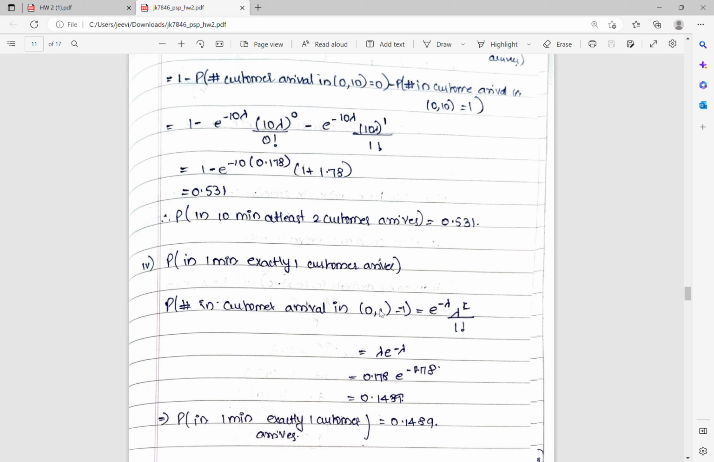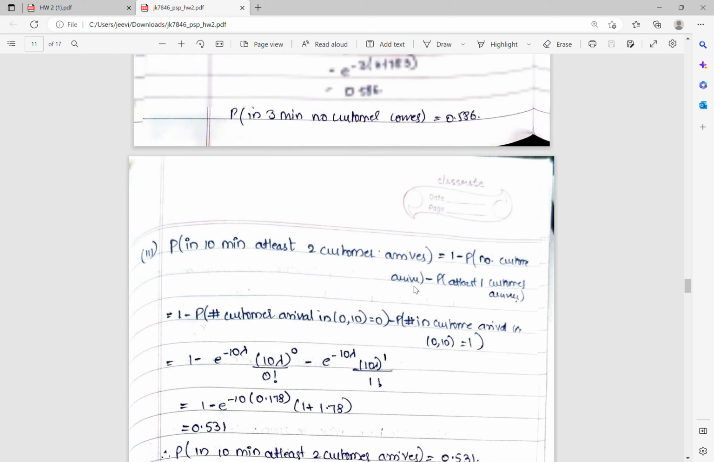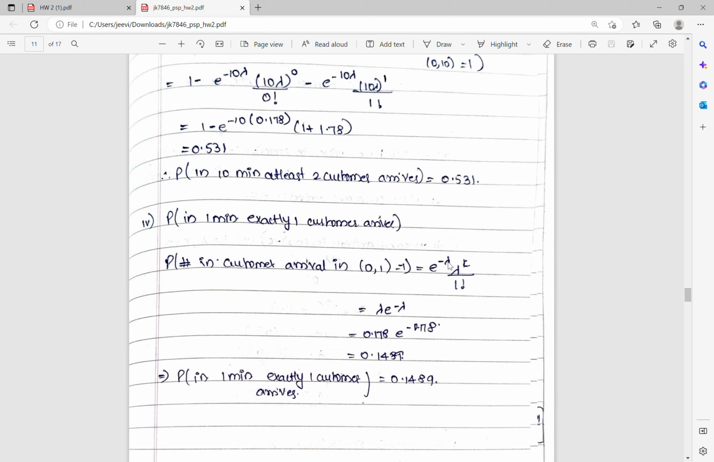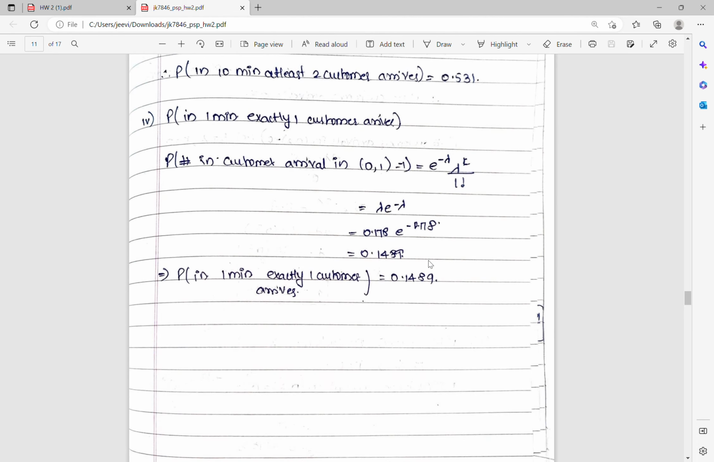When we substitute the t, k and lambda, which we calculated from before, into the Poisson formula, that is e^(-λ) λ^k / 1!, since t is equal to 1, all of these values will be 1, and we get λ e^(-λ), which is 0.178 times e^(-0.178), which is 0.1489. Therefore, the probability that in 1 minute exactly one customer arrives is 0.1489. This is the solving for the fifth question.